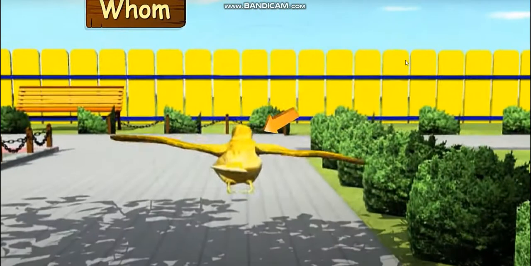Whom is the object of a subject cat, which means basically that if cat is catching someone or if cat is behind someone, so the question is whom is cat trying to catch. So it is basically referring to the object, and here the object is bird. To whom is it referring? It is referring to bird.